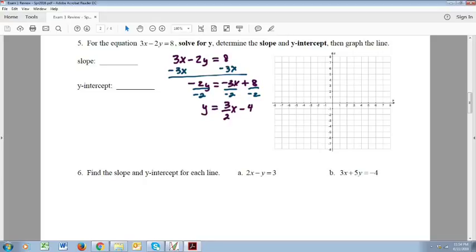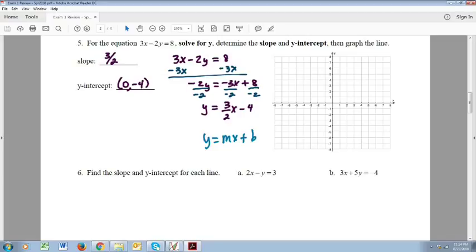So why did we solve for y? Well, notice this is now in what we call slope-intercept form, the mx plus b form, y equals mx plus b. Actually, let me go ahead and write that. So when we're solved for y, we know the slope of the line, which is 3/2, and the y-intercept will be 0, comma, that number at the end, which in this case is negative 4. Again, remember the y-intercept is a point.